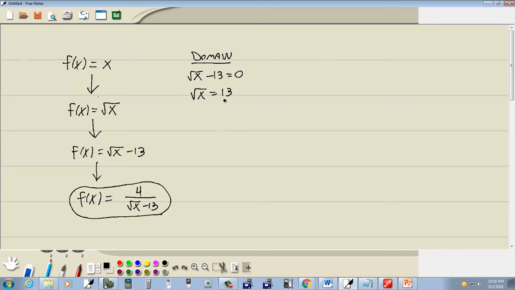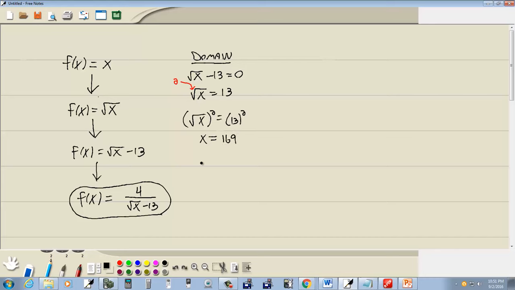It becomes positive 13. Our steps for solving a radical equation is, first step is get a radical by itself, which is what we just did. Second step is to raise both sides to a power equal to the index. Now, index is whatever number's in this slot right here, and if there is no number, it's by default 2, which means we're going to square both sides. Now, when your index matches a power, then they cancel each other away. So we got x equals 13 squared is 169.